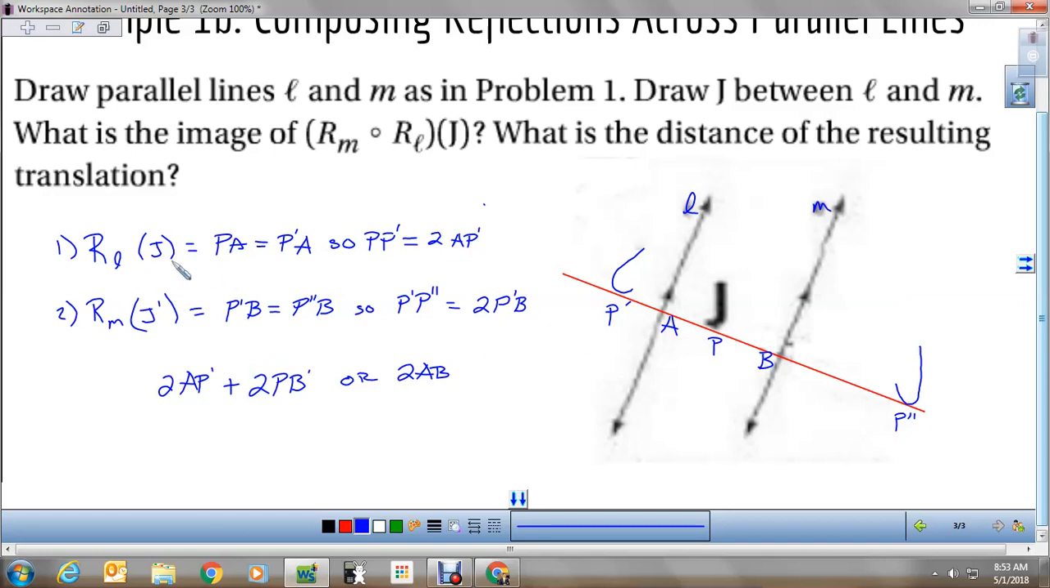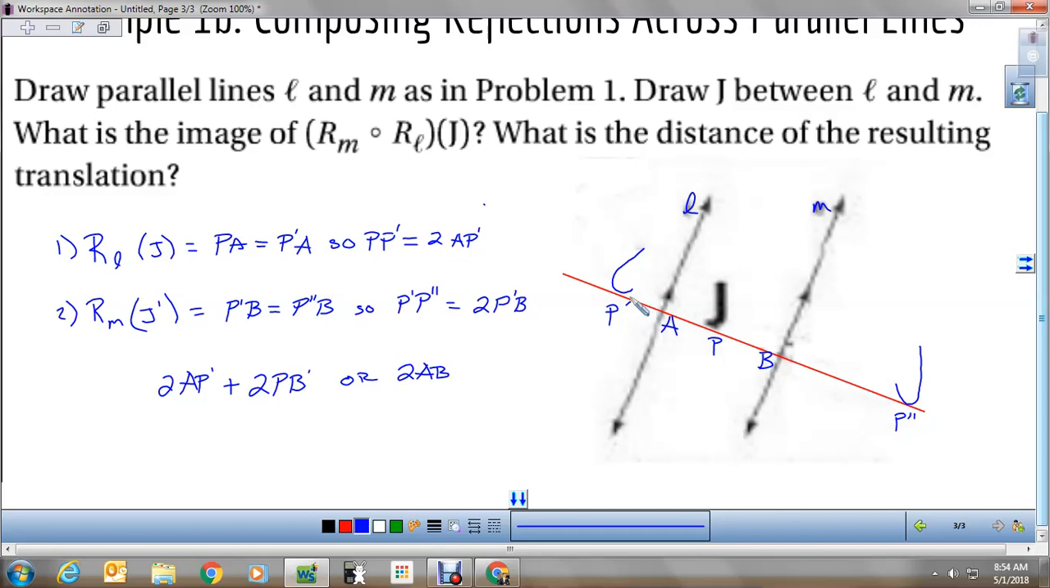And so the reflection across line L of J is the distance of PA to P prime A. So P to P prime is equal to the distance from A to P prime, or just A to P, either way you want to write it. Now, the distance from P prime to B is going to be the same distance as it is from P double prime to B.